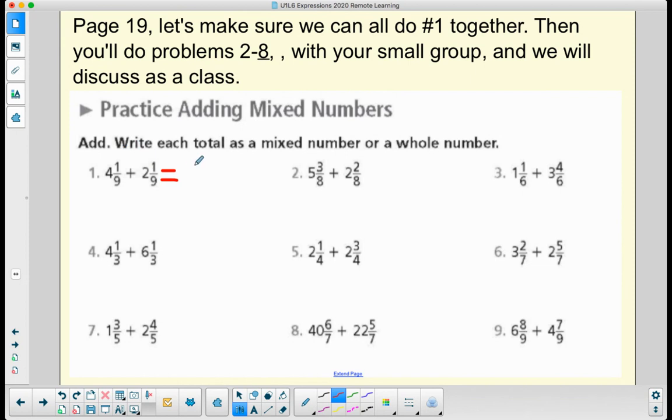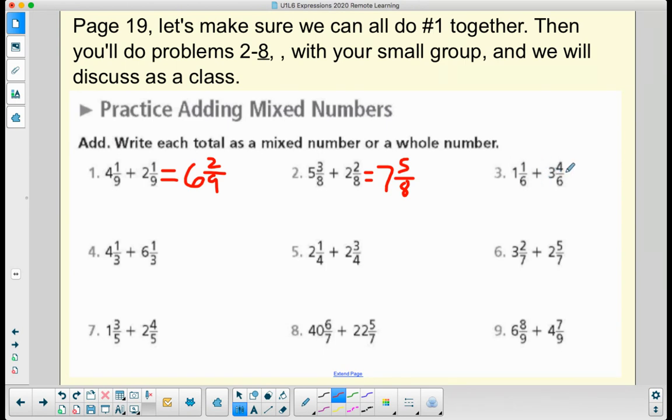4 plus 2 gives me 6. 1/9 plus 1/9 are 2/9. 2/9 is less than 1 whole. I have the mixed number 6 and 2/9. 5 plus 2 equals 7. 3/8 plus 2/8 are 5/8. 5/8 is less than 1. I have the mixed number 7 and 5/8.